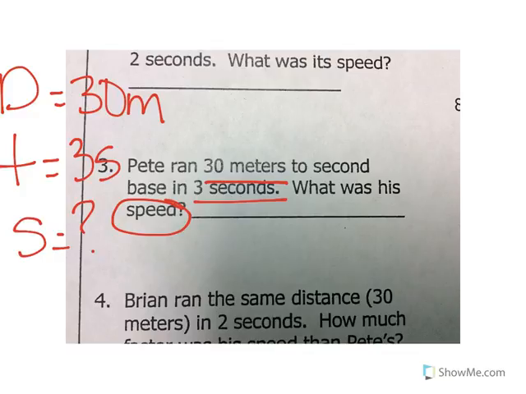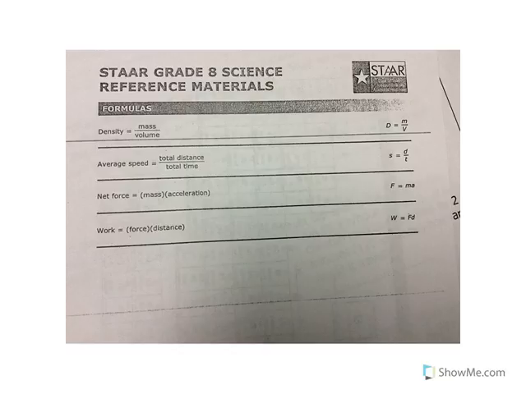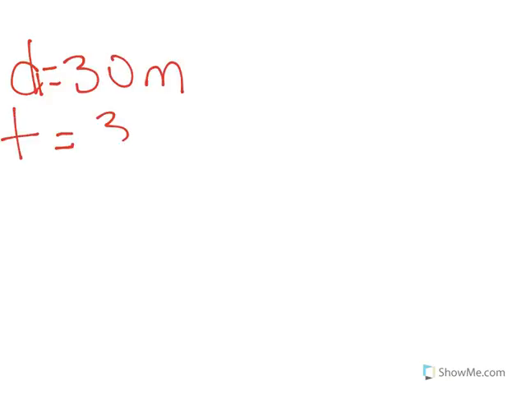So let's go back and look at my formula chart. Okay, here I am again. I have an S, a D, and a T, so I'm going to use this formula, which is average speed again. According to my problem, Pete ran a distance of 30 meters in a time of 3 seconds, looking for his speed.